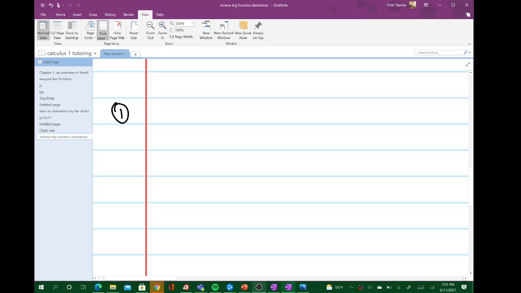So the first one that I'm going to do is a very simple one, but we're going to use chain rule for this one. The first one is sine inverse of 2x. Now we want to find the derivative of this function.